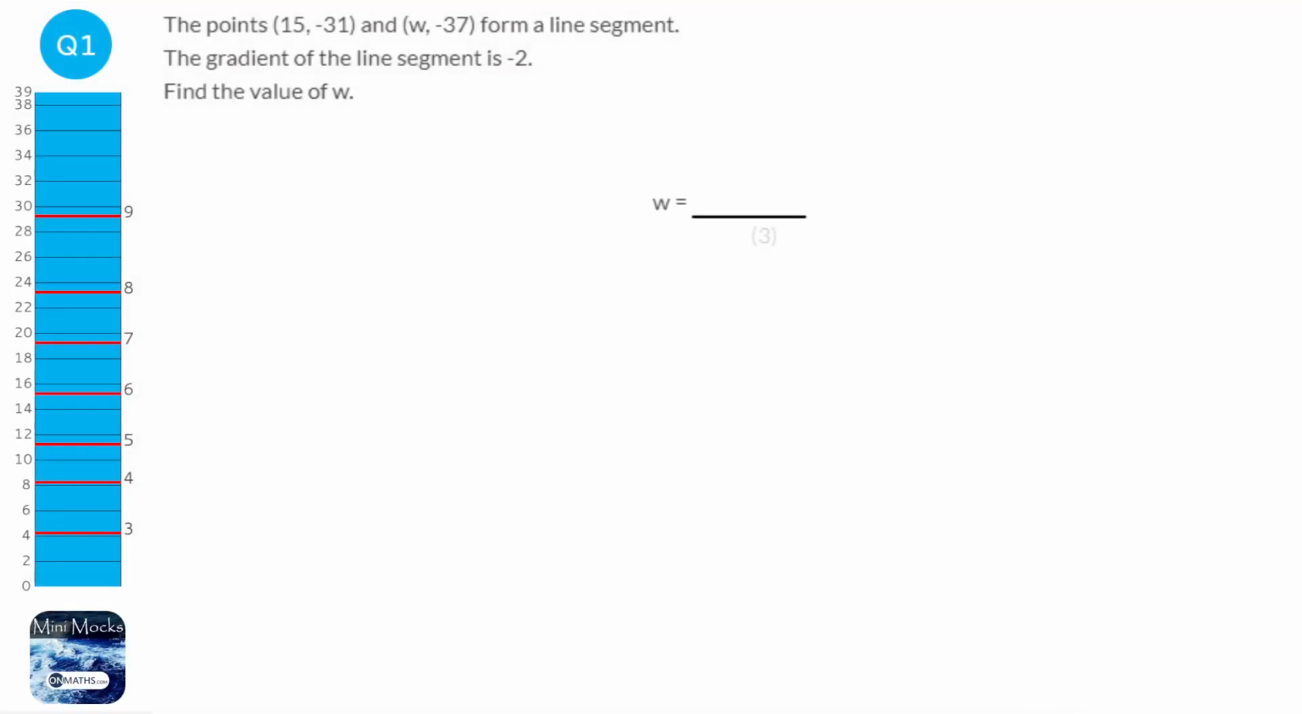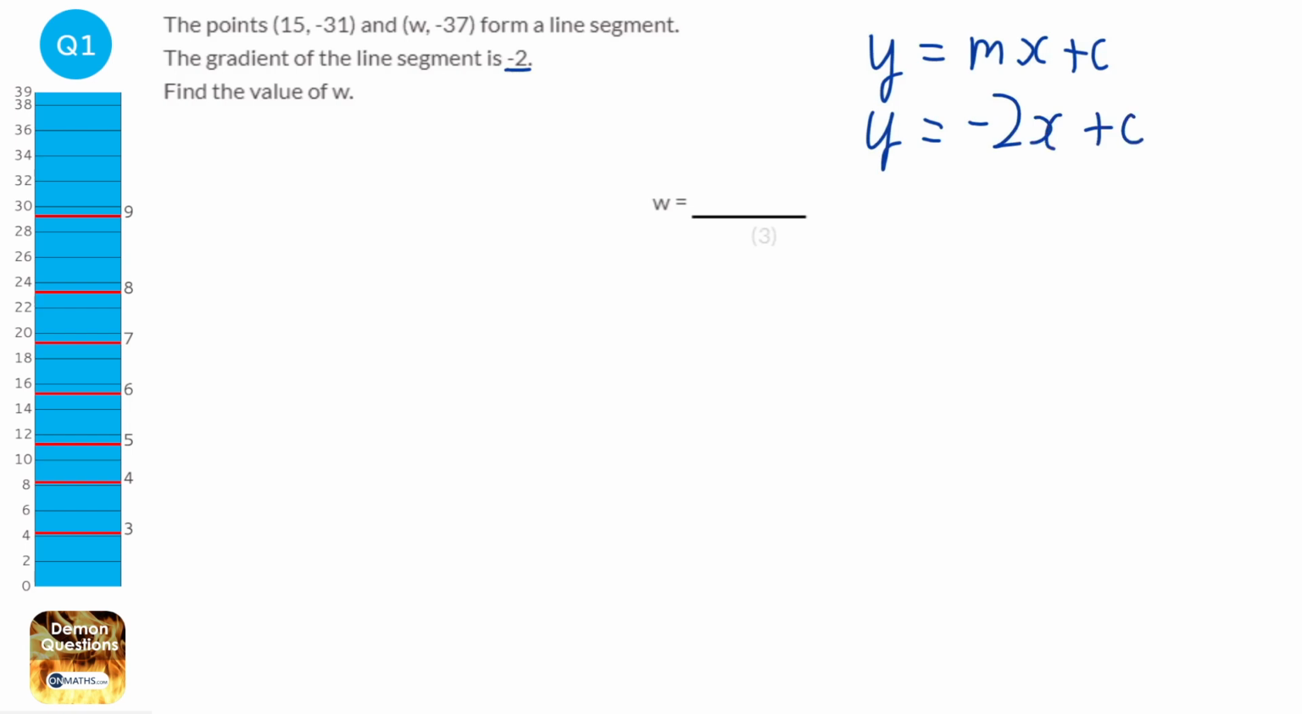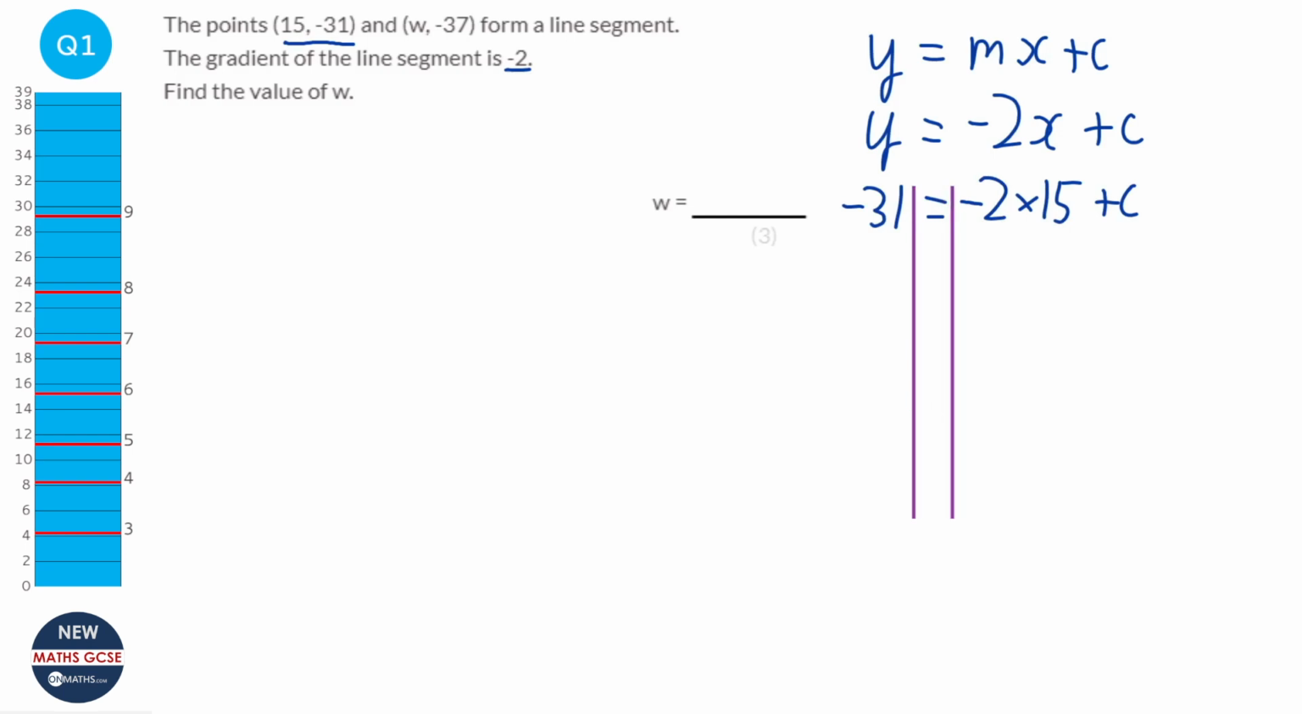So we're going to start by understanding that all lines form, or can form, an equation y equals mx plus c, with m being the gradient and c being the y-intercept. It says here the gradient is -2, so we've already got a bit of a head start with this, but we don't know what the y-intercept is. So we're going to use this first set of coordinates to work out what the y-intercept is. So y is -31 and x is 15. And we're going to use this to solve and find out what c is.